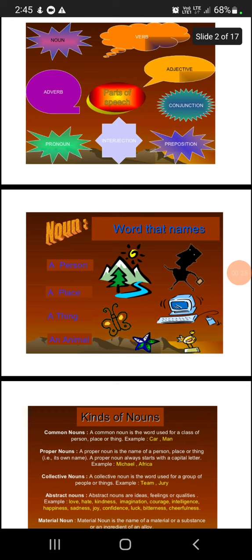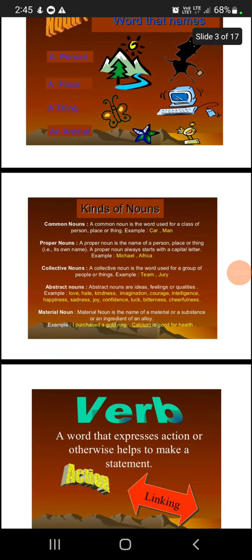Noun is always considered a naming word. When you refer to a person or place, a thing or an animal, that kind of thing is always called a noun. The kinds of noun are commonly termed common nouns, proper nouns, collective nouns, abstract nouns and material nouns. The first, common noun, is a word used for a class of person, place or thing.